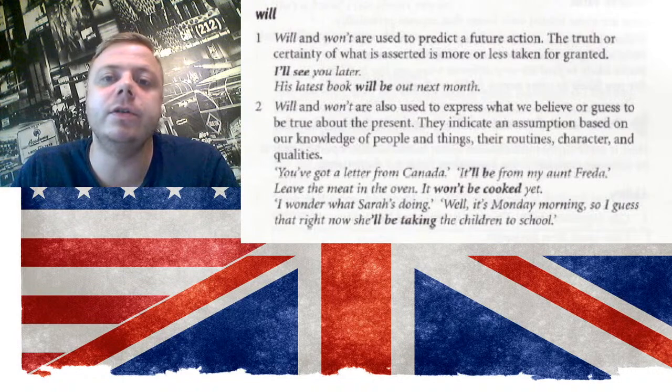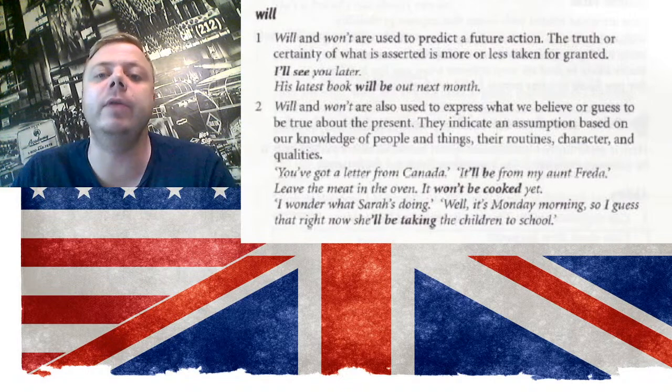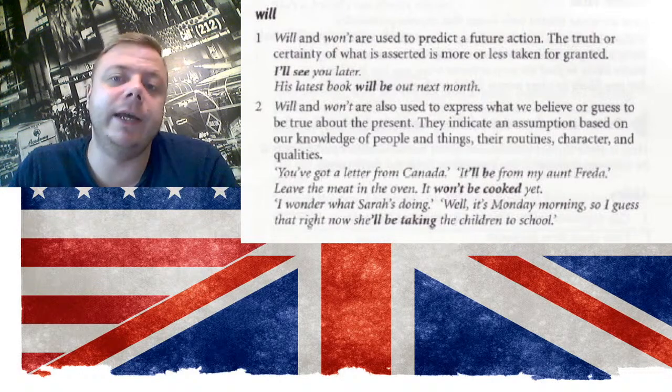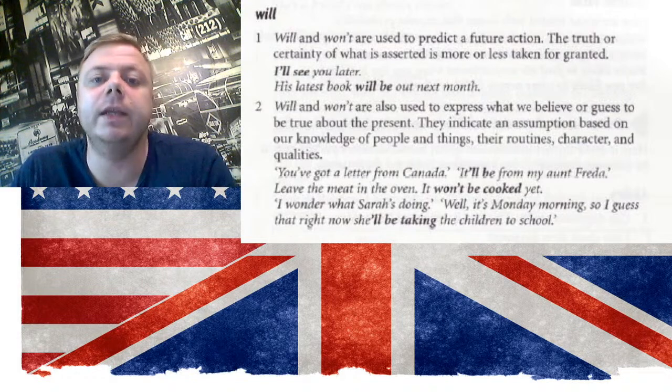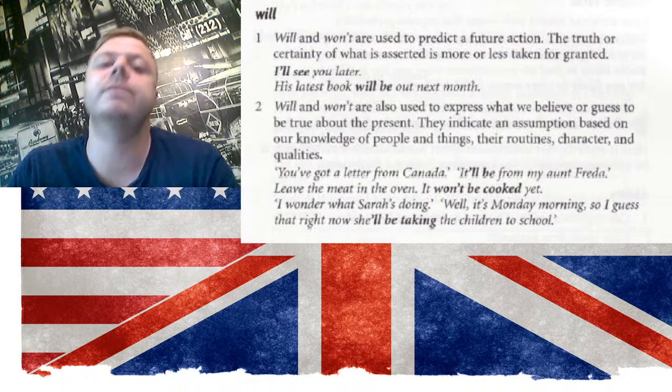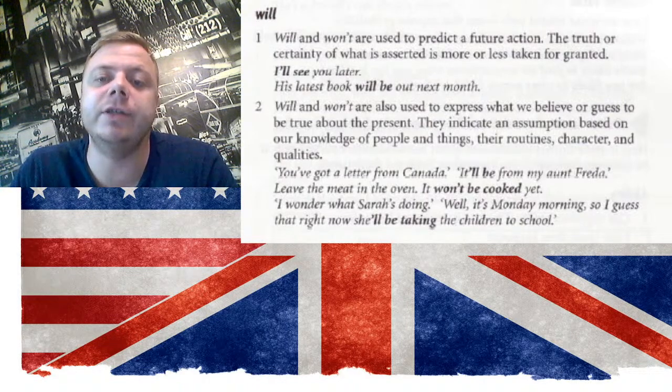Will and won't are also used to express what we believe or guess to be true about the present. They include an assumption based on our knowledge of people and things, their routines, character, and qualities. For example, if you get a letter from Canada, it'll be from my aunt Freda. Leave the meat in the oven, it won't be cooked yet. I wonder what Sarah is doing. Well, it's Monday morning, so I guess that right now she'll be taking the children to school.